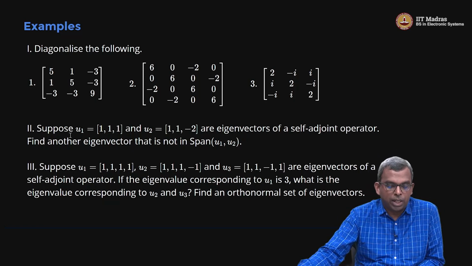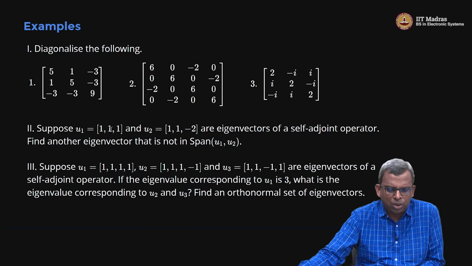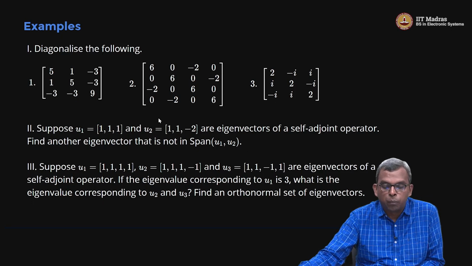Okay, so here is the next question. So you have u1 and u2 being eigenvectors of a self-adjoint operator. Okay, so the first thing you should check is whether u1 and u2 are orthogonal or not, right? So you can check that. If you check, you see that 1, 1, 1 and 1, 1, minus 2 are indeed orthogonal to each other, right? So the question asks you to find another eigenvector which is not in the span of u1, u2.